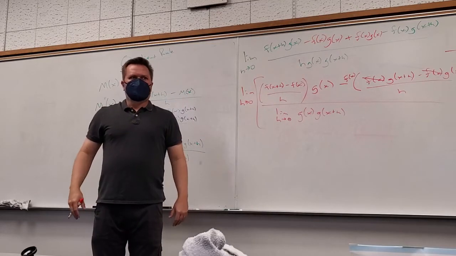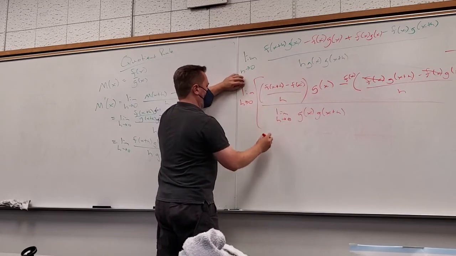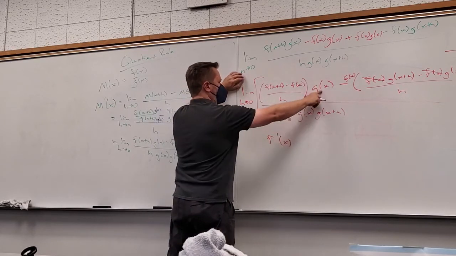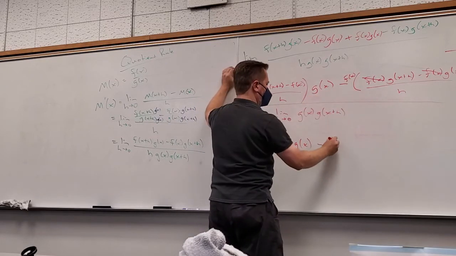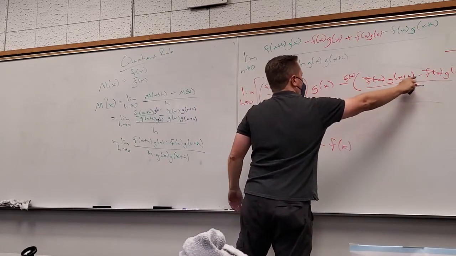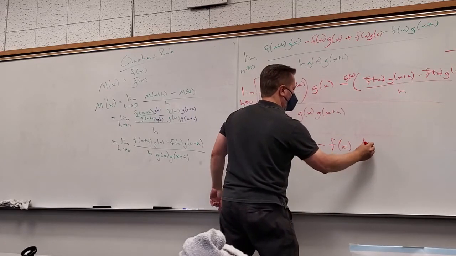Okay. Now, let's replace what we know. The limit of this is f prime. This is g. Minus f of x. What's this? This is the derivative, g prime. The limit of this is g prime.